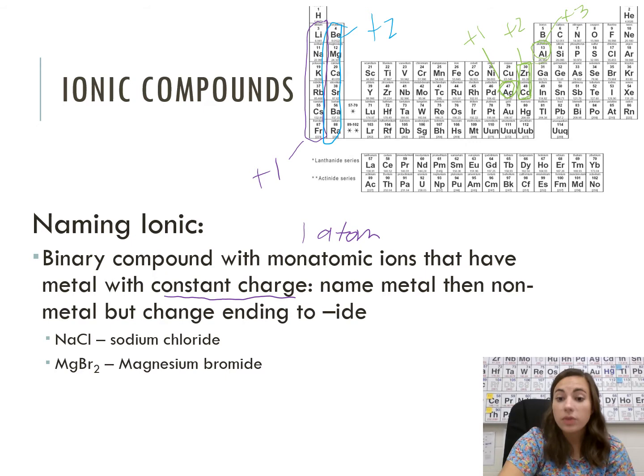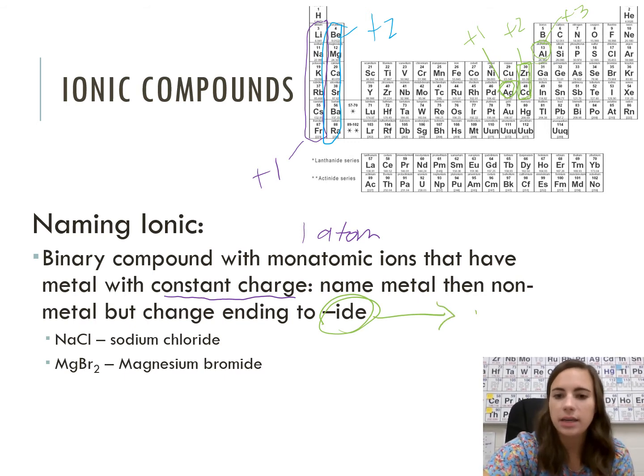Okay? So this first category means that you have 2 single atom ions, a metal that comes from one of the 2 groups or one of these 4, and a nonmetal. All you're going to do is name that metal, name the nonmetal, but you change the ending to "ide." This ending of "ide" signifies that we're in a compound.